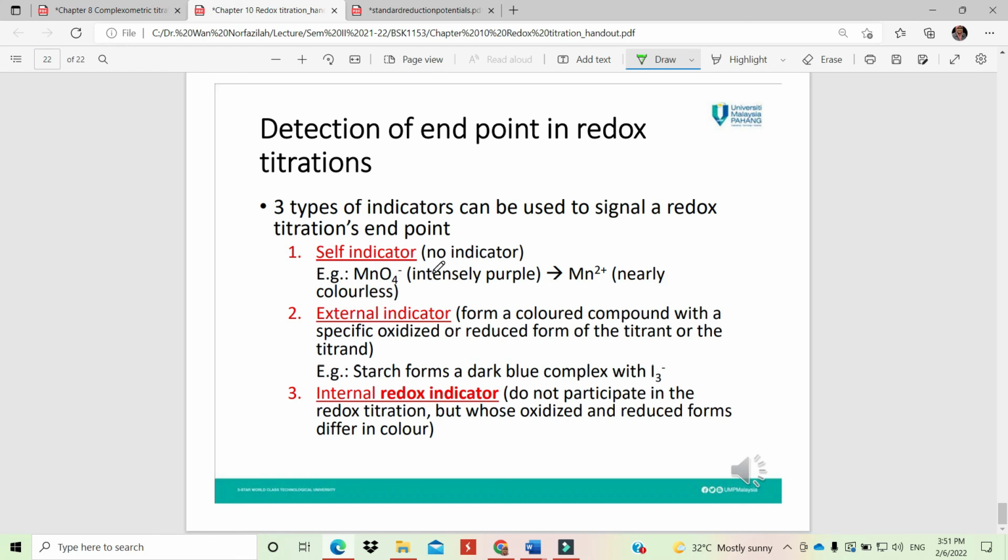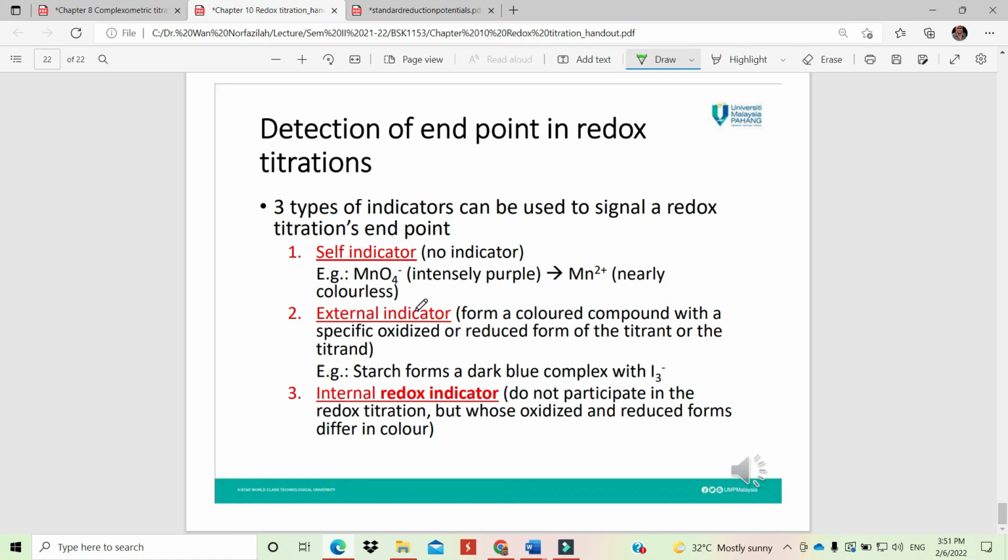MnO4 minus. The color is intensely purple. When we do titration, it becomes Mn2 plus. It is nearly colorless. Okay, no indicator used. We call it as self indicator. Okay, the analyte itself changes the color.